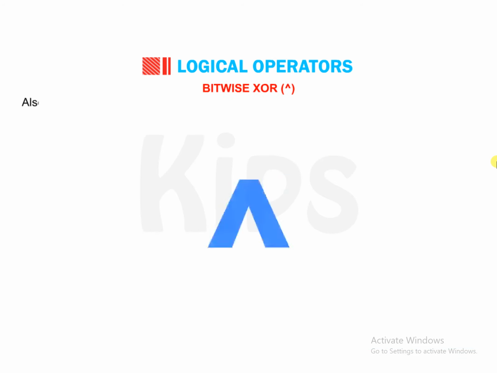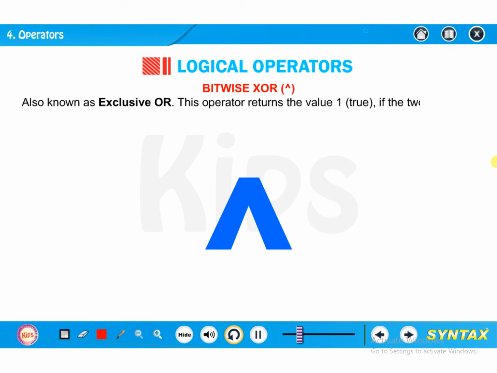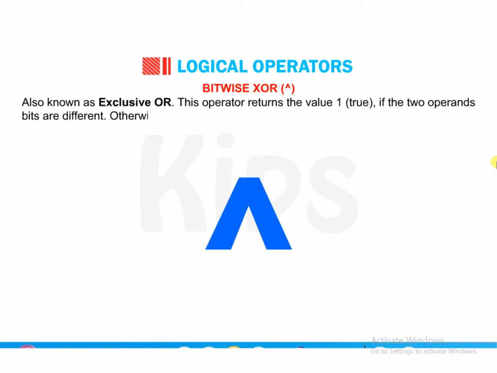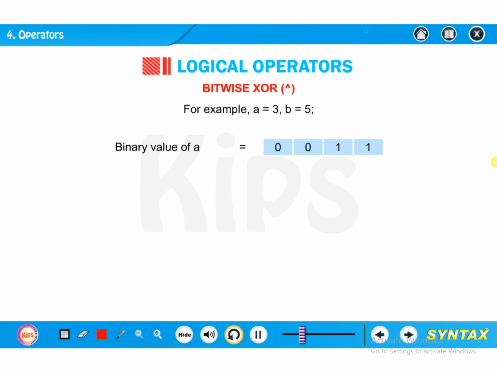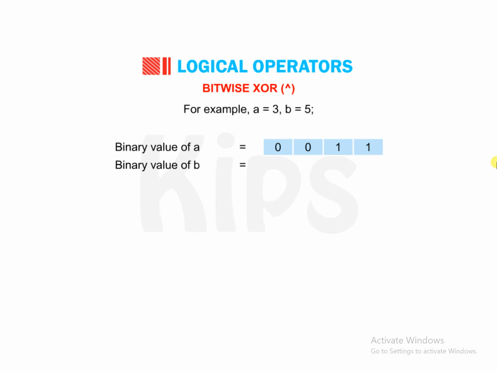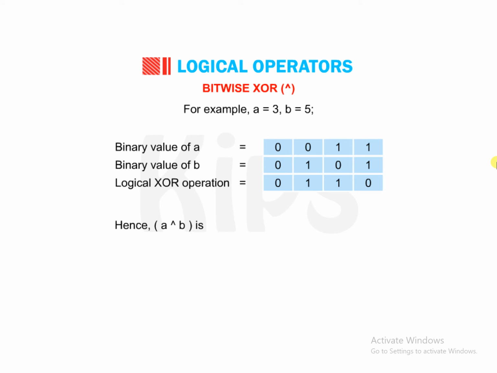Bitwise XOR, also known as exclusive OR. This operator returns the value 1 (true) if the two operand bits are different. Otherwise, the result is 0. For example, A = 3, B = 5. Binary value of A = 0011. Binary value of B = 0101. Bitwise XOR operation gives 0110. Hence, A ^ B is 0110 and the decimal equivalent of the result is 6.